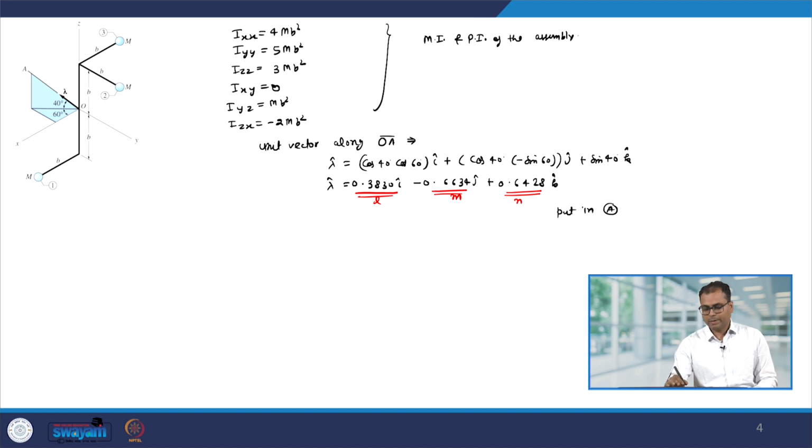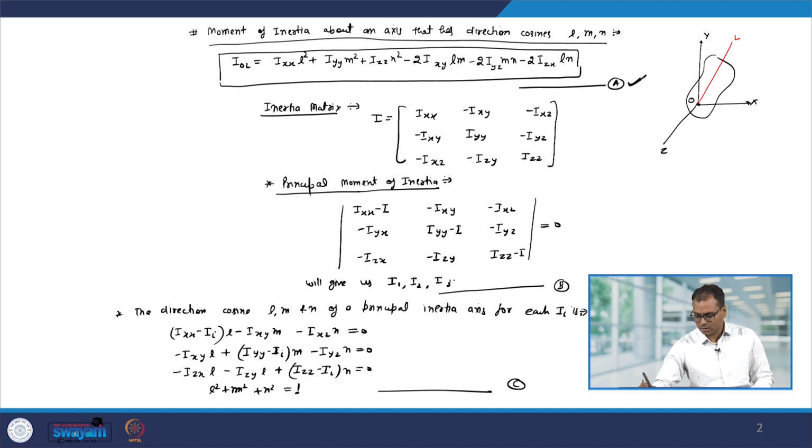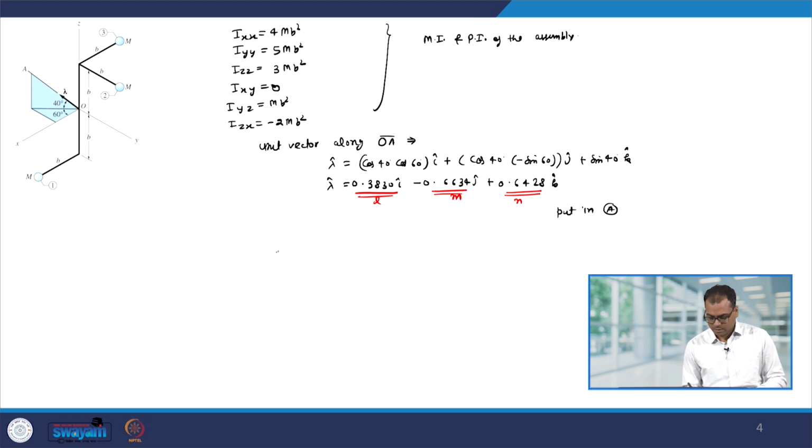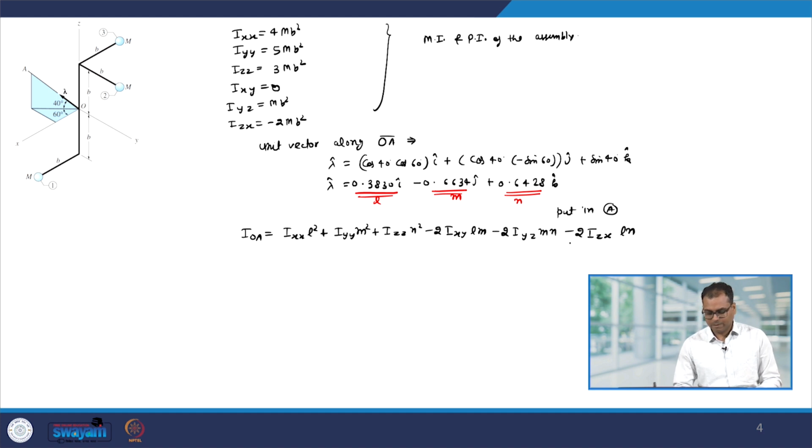So, let us put this in equation number A. Remember, equation number A was this. I_OL, or here I_OA, will be equal to I_xx L square plus I_yy m square plus I_zz n square minus 2 I_xy L m minus 2 I_yz m n minus 2 I_zx L n. Okay, this was our equation number A.